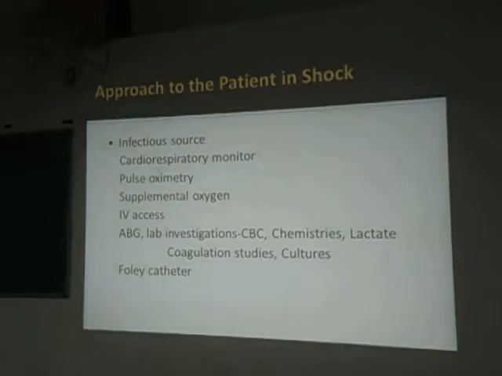So management of the patient can include identification of the infectious source, cardiorespiratory monitor, pulse oximeter. The pulse oximeter is a basic simple device at the OPD or any emergency ward. It will give you the oxygen saturation and the pulse. That is very important. Okay. So oxygen supplementation. You already know what the ABCs are. What are the ABCs of the emergency?